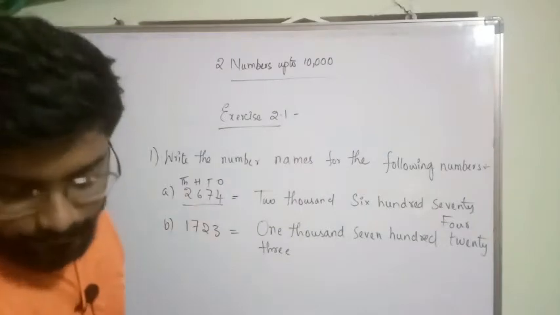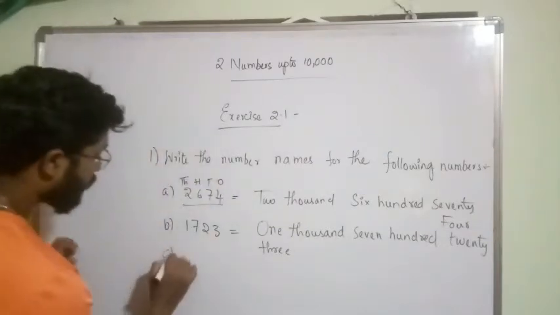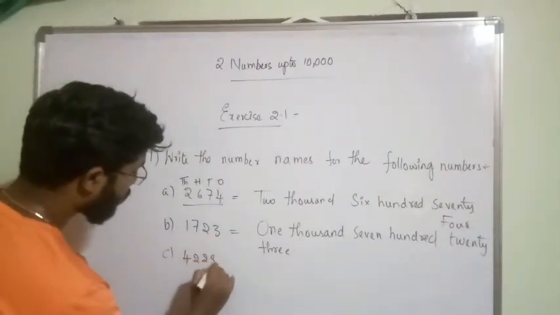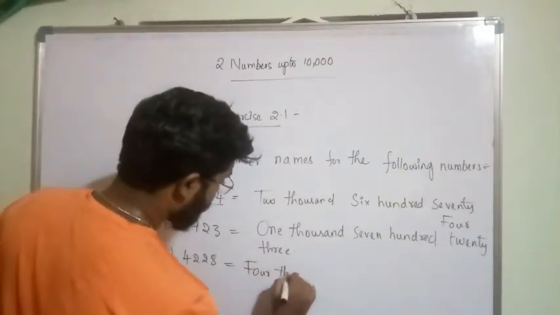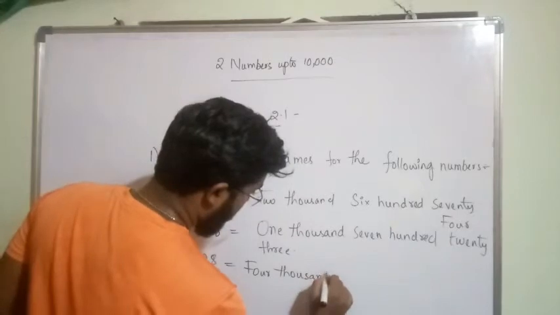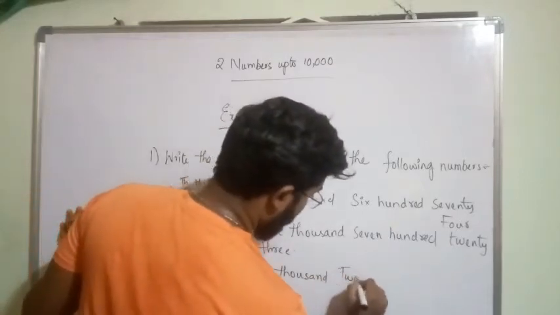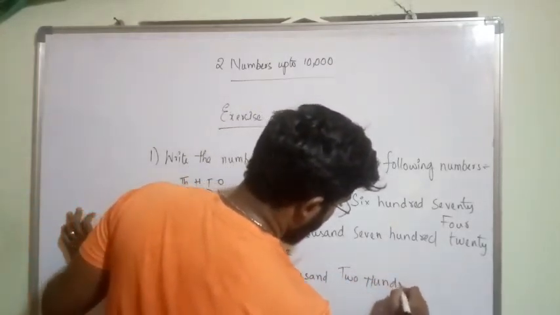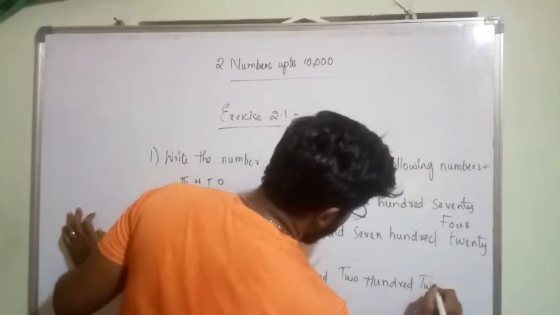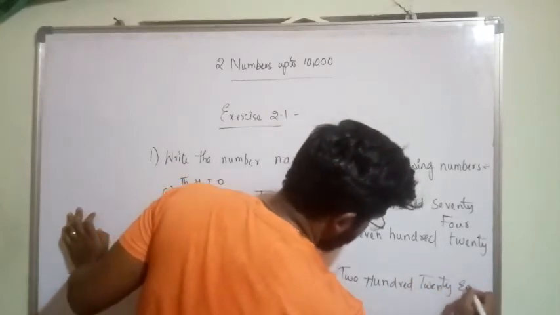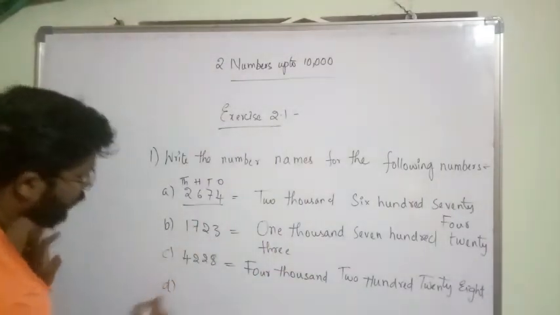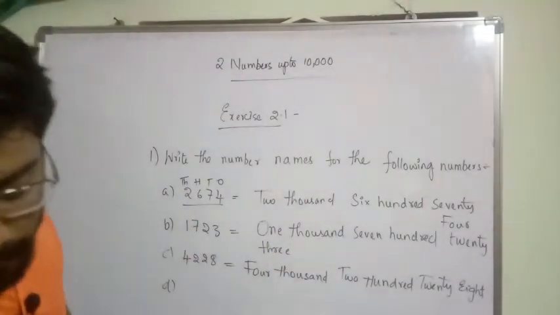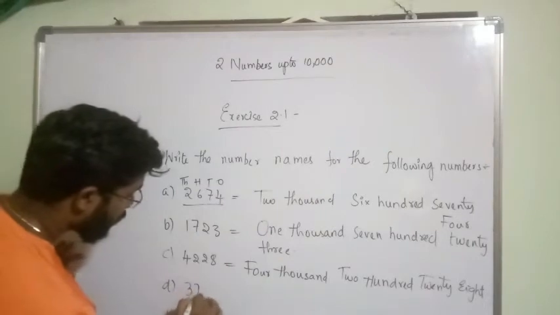4228. This is the answer. So I am directly telling you; if you don't understand, you have to clear your basics. 3751. This is a 4-digit number. So 3000. All are 4-digit numbers only. 1, 2, 3, 4, all are 4-digit numbers only. 3700. 3751.